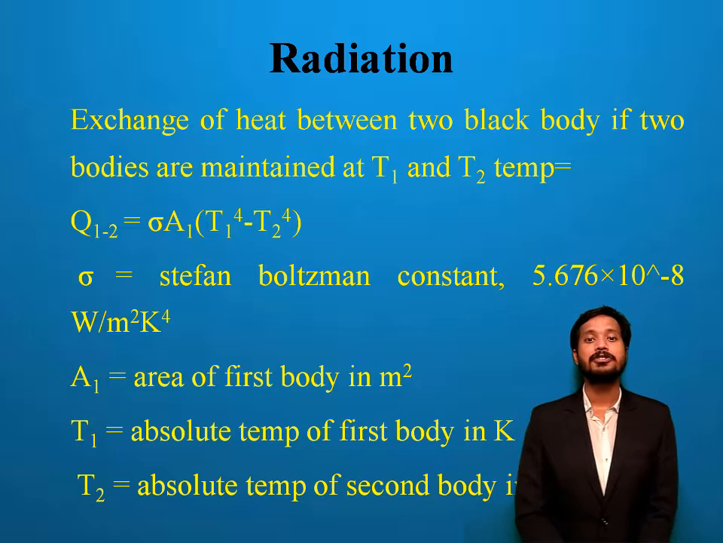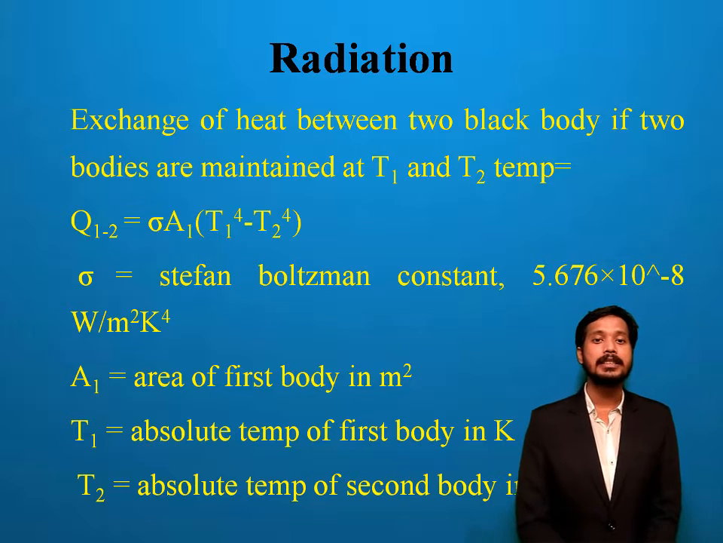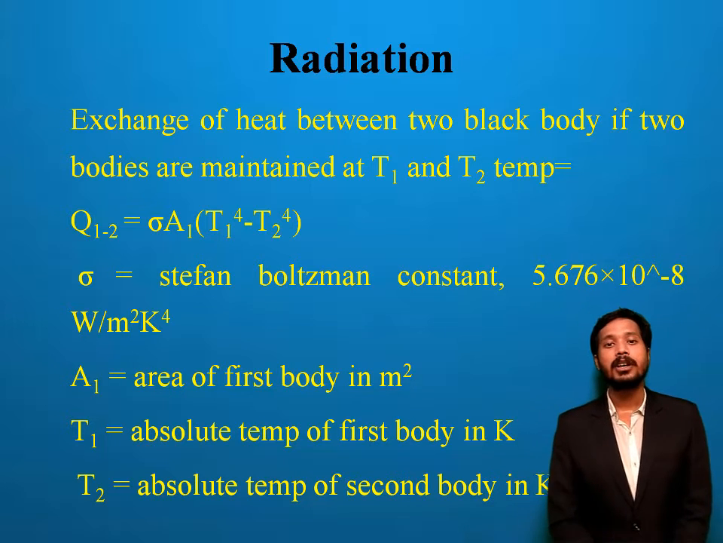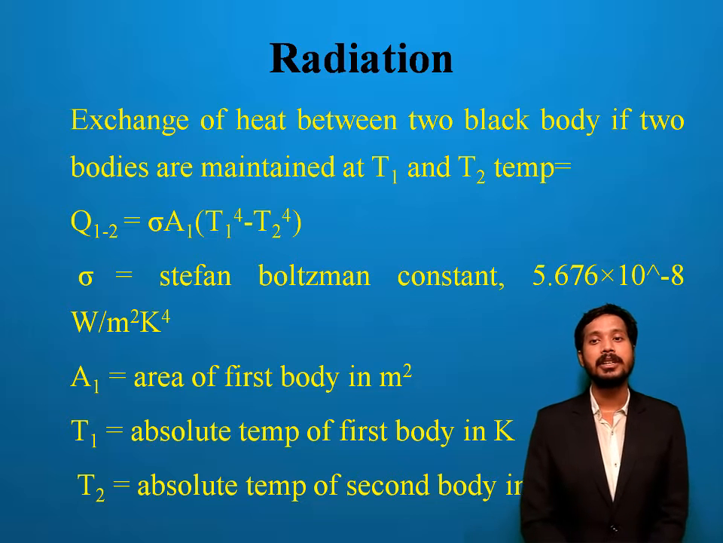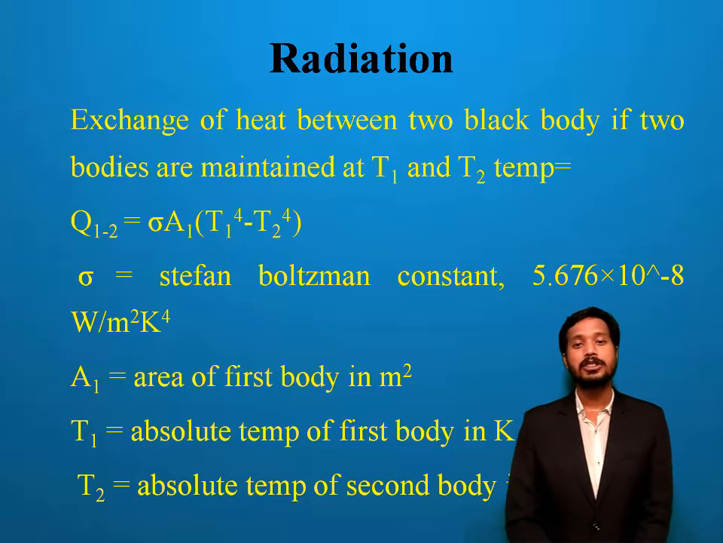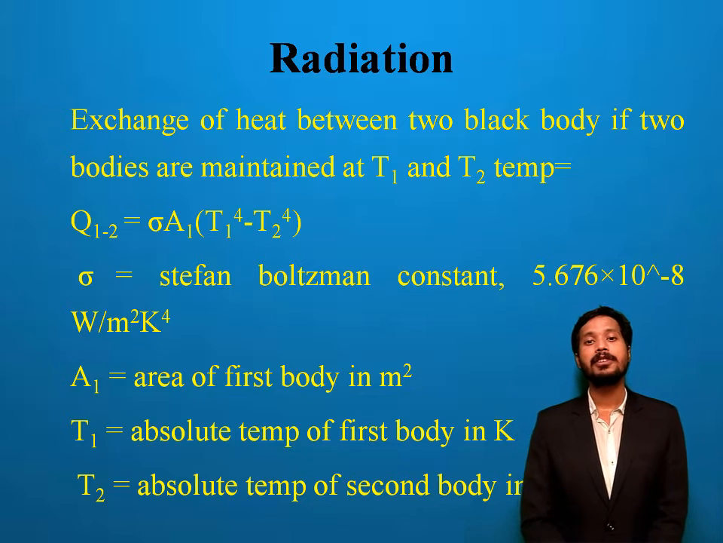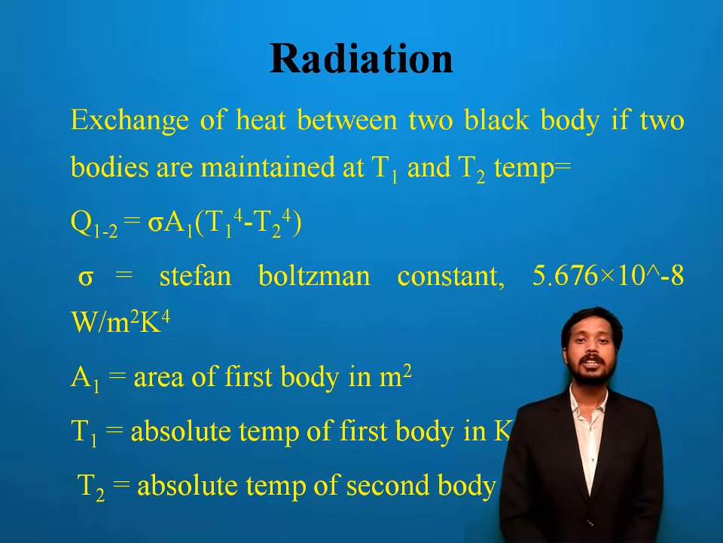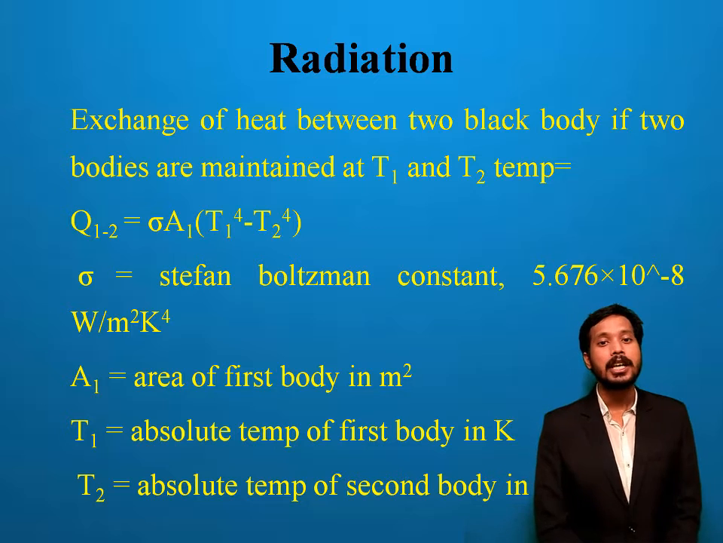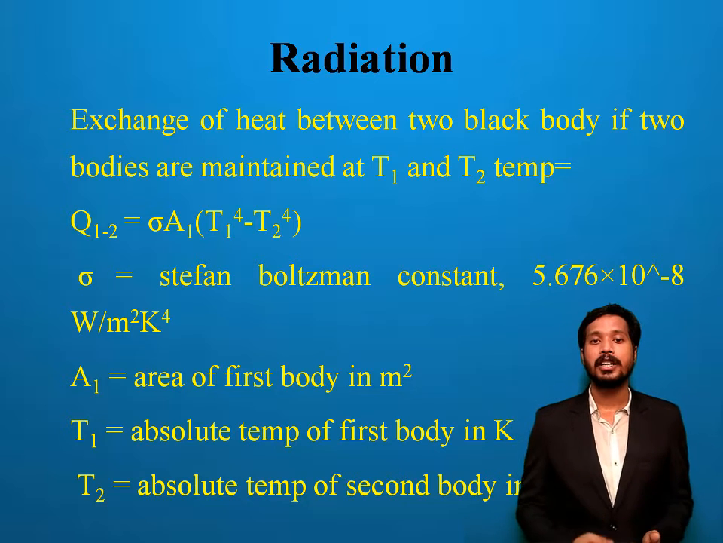A1 is the area of the first body which emits energy, and T1 is the absolute temperature in Kelvin, and T2 is the absolute temperature of the second body in Kelvin. So here you have the first body and second body. The first body emits energy and the second body absorbs energy.